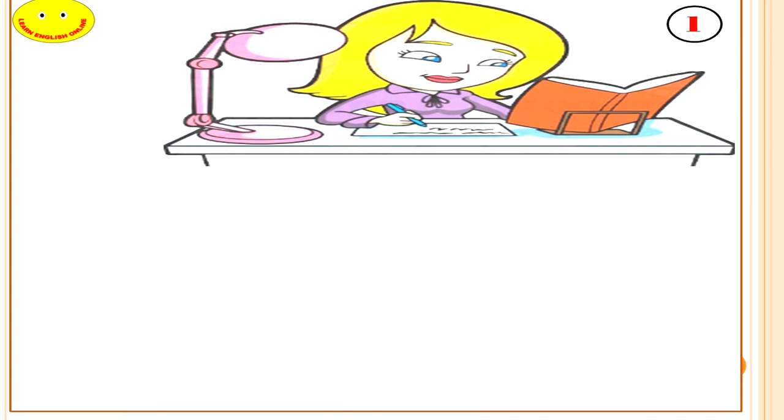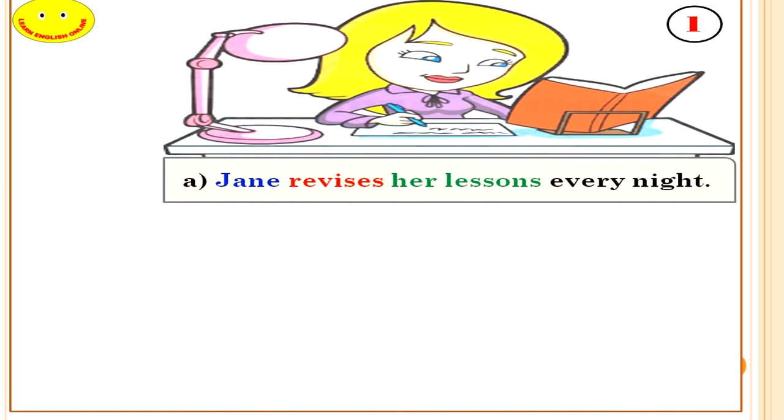Look at this picture. This is Jane. Jane is a student. Can you guess what Jane does every night? That's great. Jane revises her lessons every night. What we are going to do now is to divide this sentence. Normally, we can have 3 to 4 parts in a sentence. In the sentence, we have 4 parts.